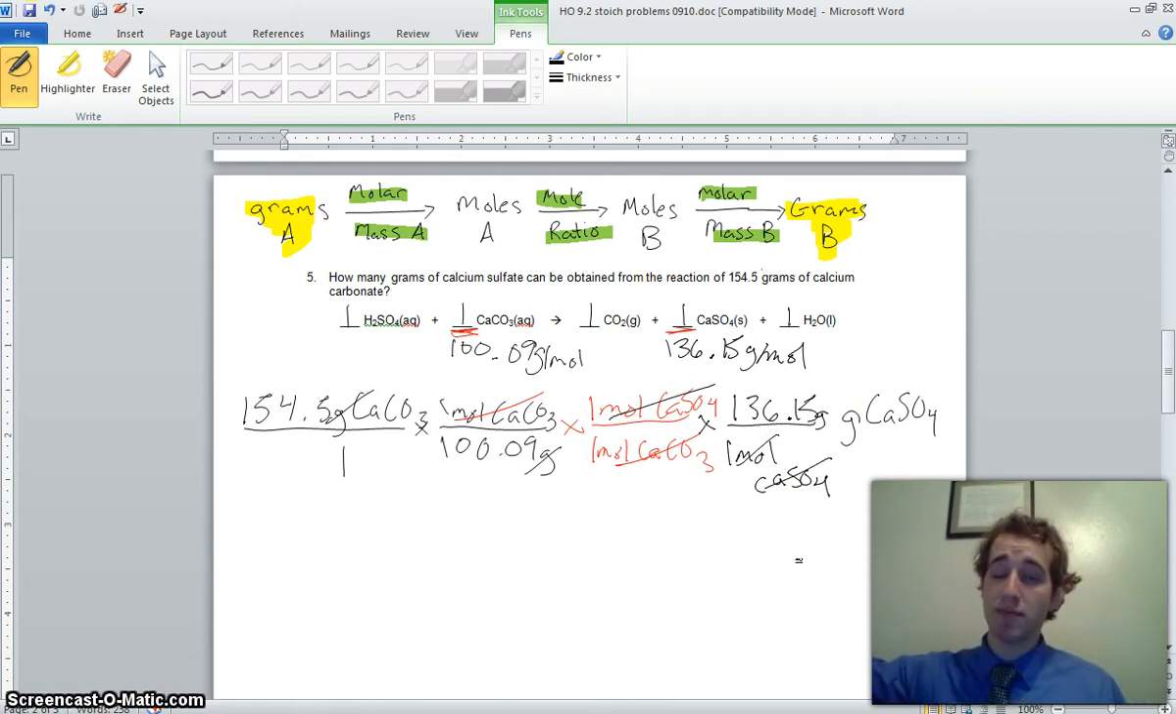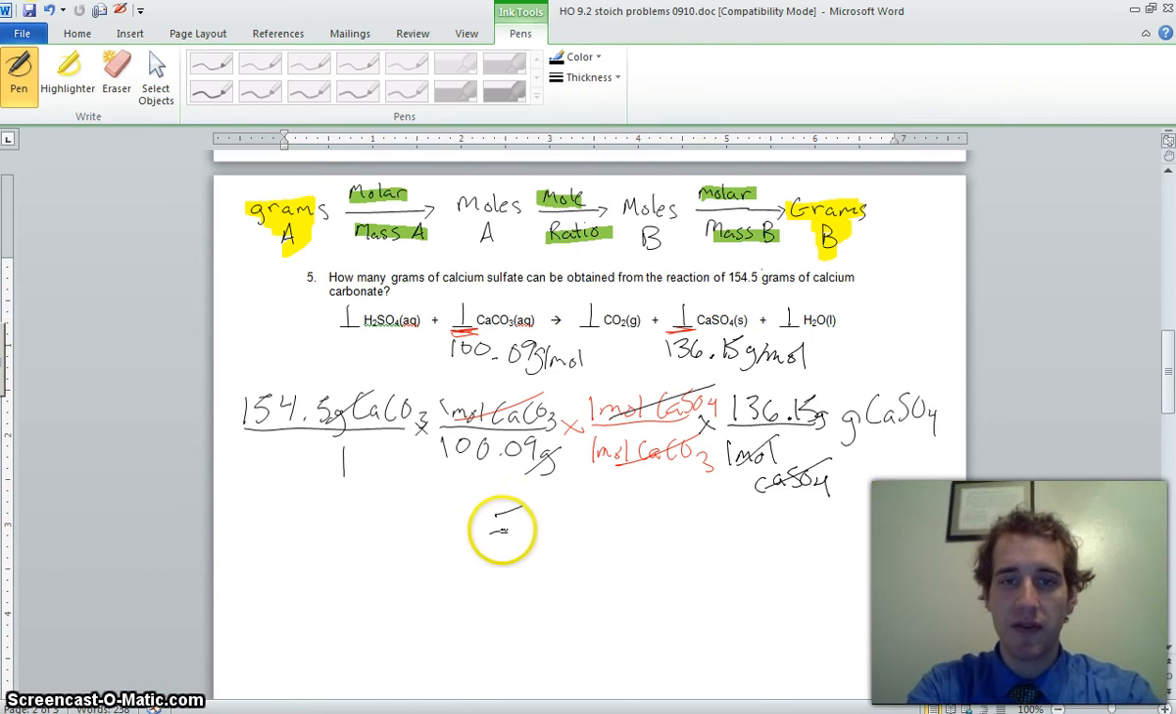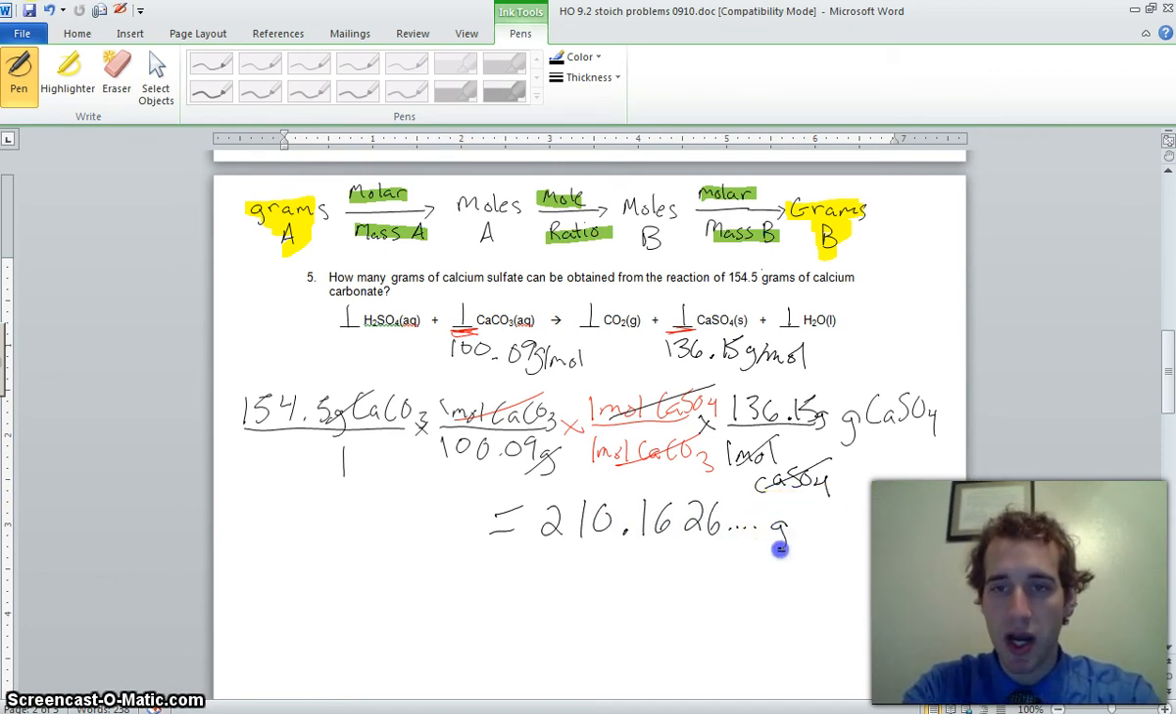So multiply the top, multiply the bottom, divide it out, and you should get, for this particular problem, a final answer of 210.1626. It goes on for a while. And this is grams of calcium sulfate. Cool. Congratulations. Nicely done.